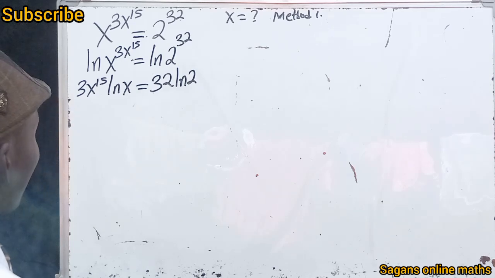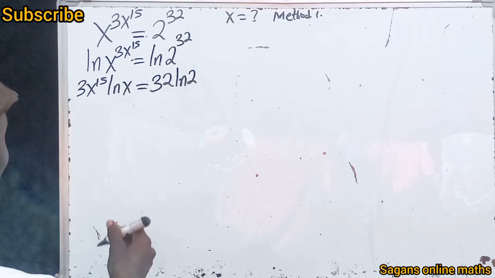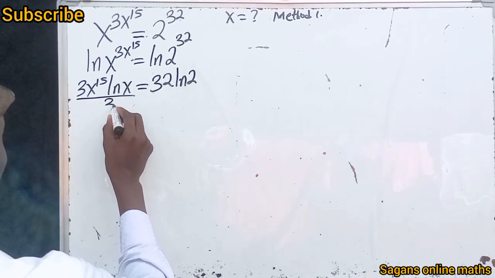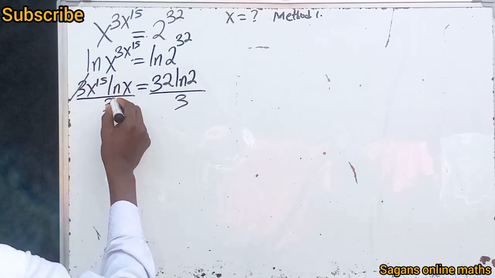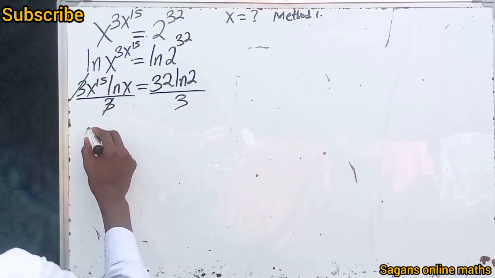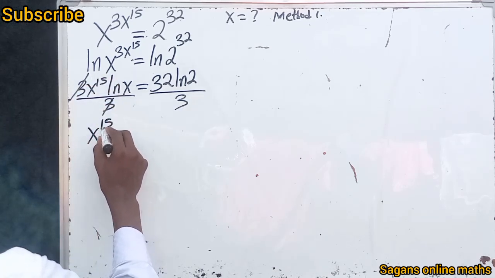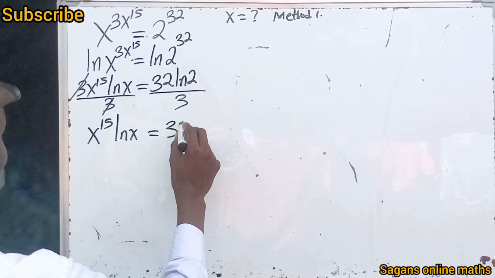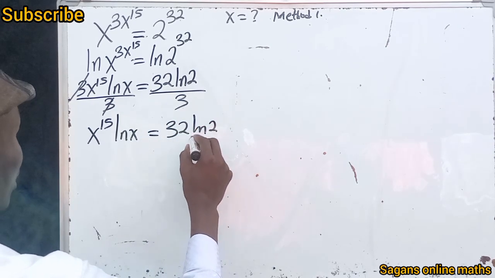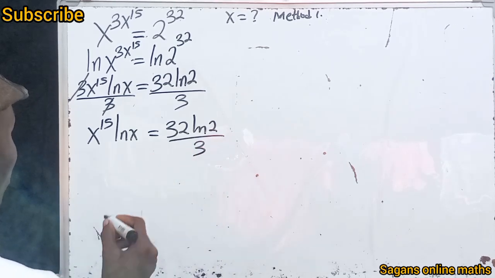That's good. Now what is our second step? Our second step is to divide both sides by 3. So if we divide the whole of this by 3 and divide this by 3, the 3 will cancel out from here. We'll now be left with x to the power of 15 multiplied by ln x is equal to 32 ln 2 divided by 3.